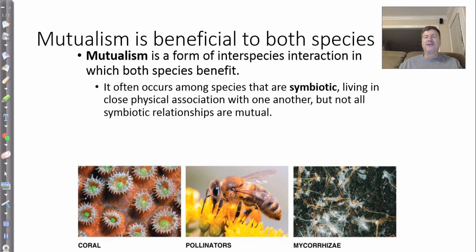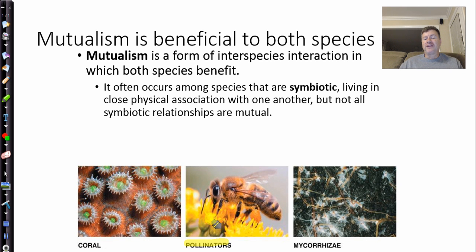Promise. Okay, mutualism is when both species benefit by their interaction. Classic example is when you talk about pollinators, the insect pollinators and the plants they pollinate. This bee here is going to get nectar from the flower. It's food for bees. Bees benefit.